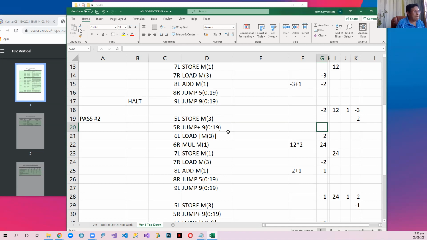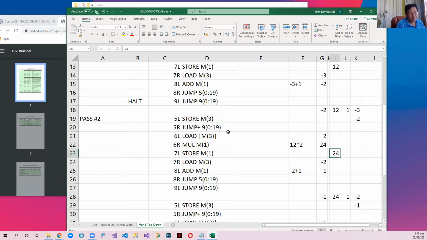So we are going to proceed. Load absolute of M3, so it becomes 2. Mul with M1. M1 is 12, so this is 24. And then we store M1, which means that our next partial product is 24. Do you follow? And then we have computed the next partial product.